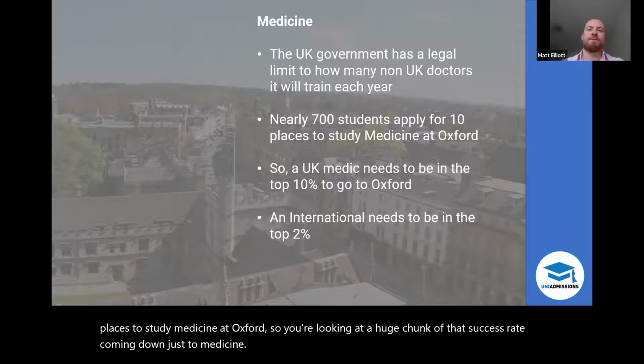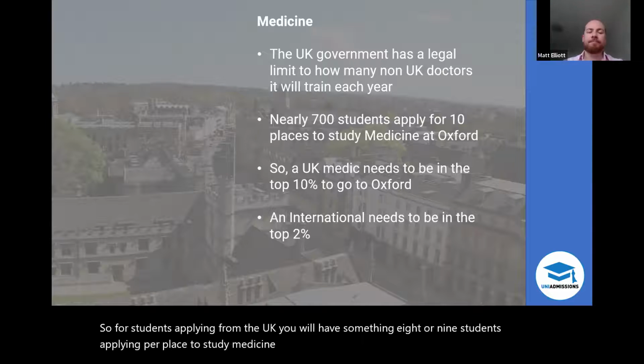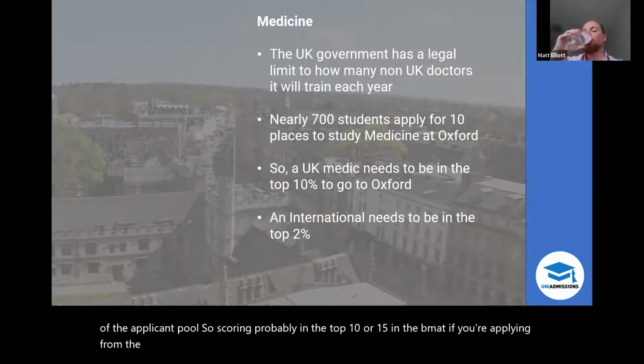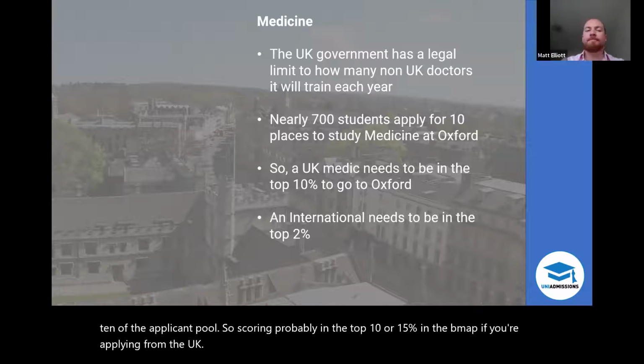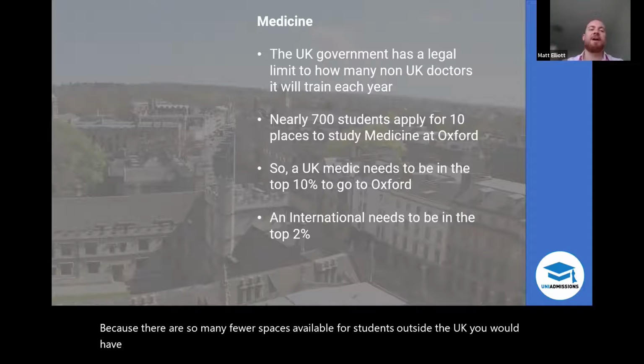For students applying from the UK, you will have something like 8 or 9 students applying per place to study medicine at Oxford. You'll want to be in around the top 10 of the applicant pool, so scoring probably in the top 10 or 15% in the BMAT if you're applying from the UK. But because there are so many fewer spaces available for students outside the UK, you would have to be scoring higher than that again as an international student.